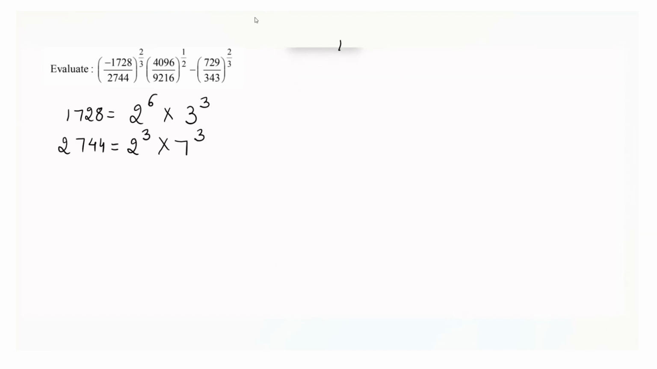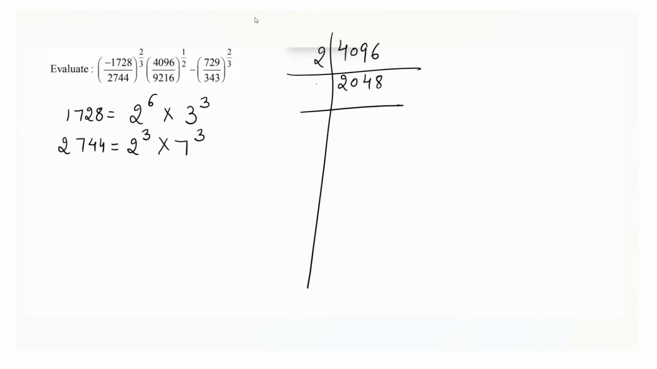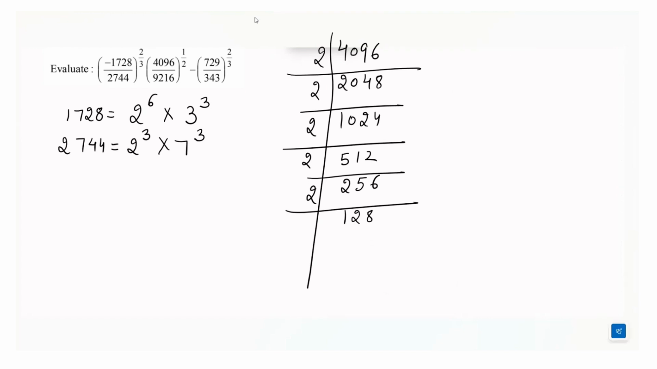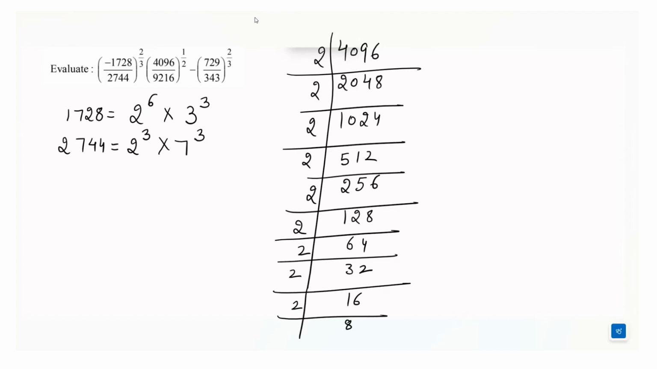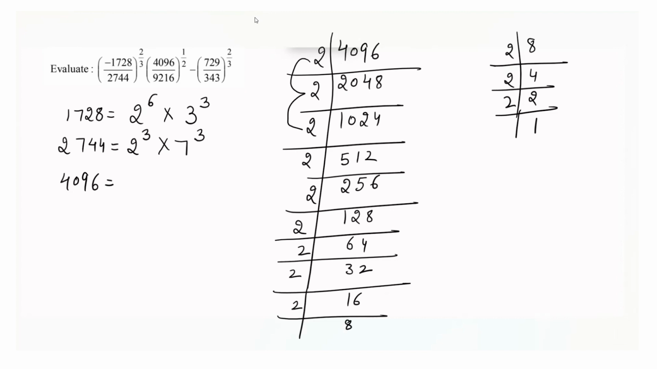Now the next number is 4096. Let's make the prime factors for this. So 4096 can be written as, we have to count how many times we have written 2: 1, 2, 3, 4, 5, 6, 7, 8, 9, 10, 11, 12. So that means 2 raised to power 12.